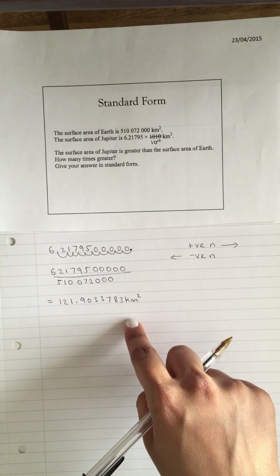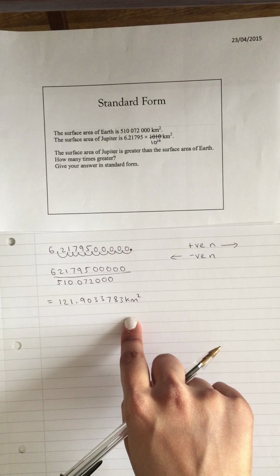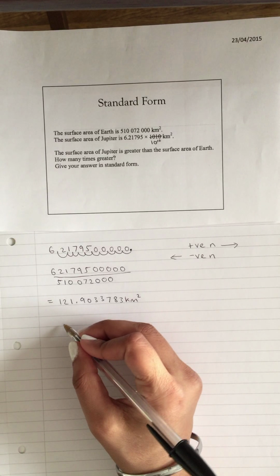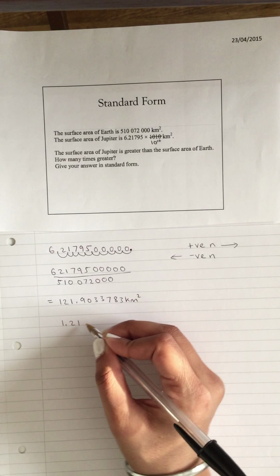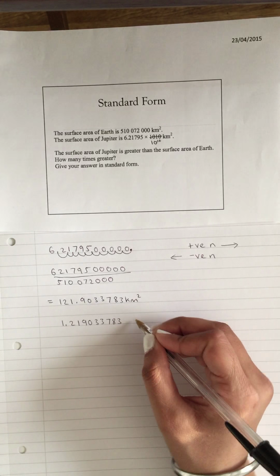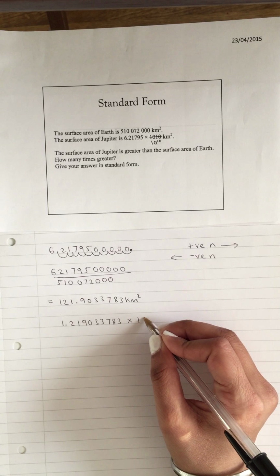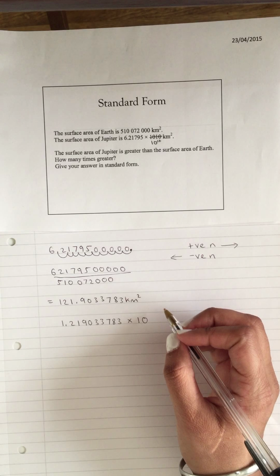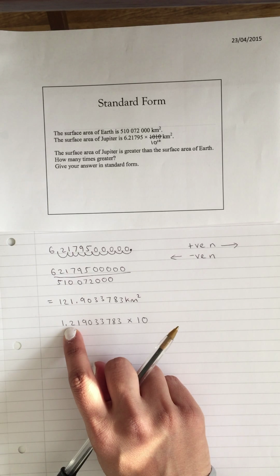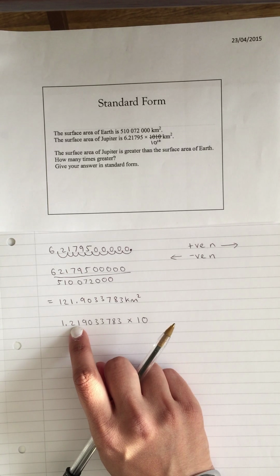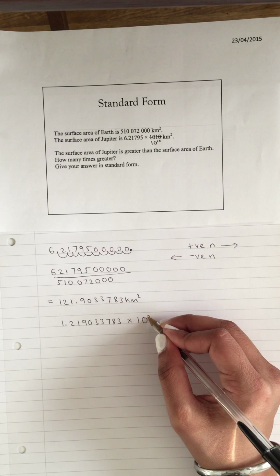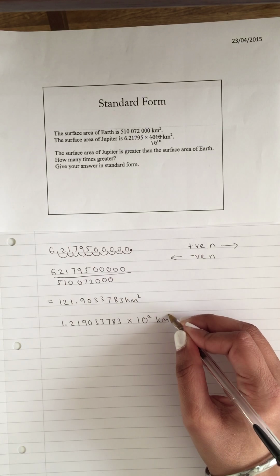So now to put this in standard form, well, we know our first number must be between 1 and 10. So we can divide this by 100. So we get 1.219033783. And we must multiply this by 10 to the power of an integer. Now, how did we get from here to here? Well, we can see that we moved the decimal point 2 places in the positive direction. So our integer is a positive 2, and this is kilometers squared.